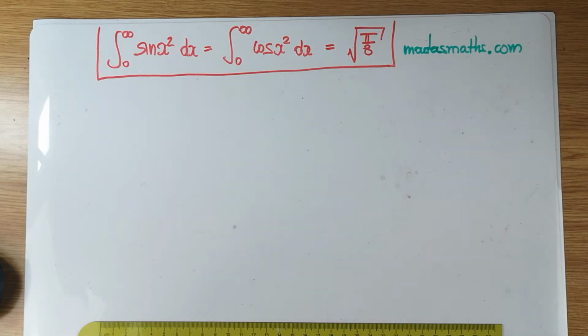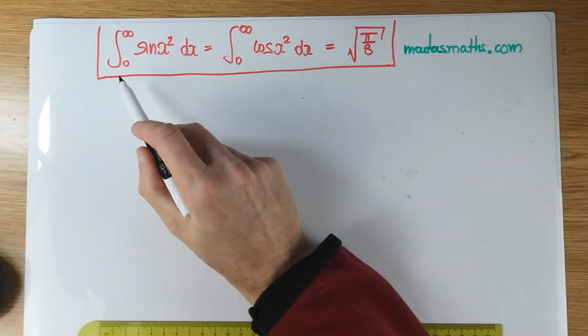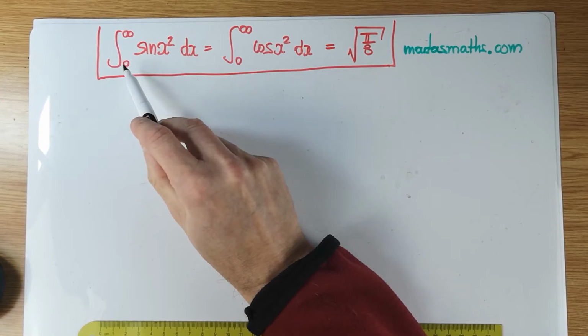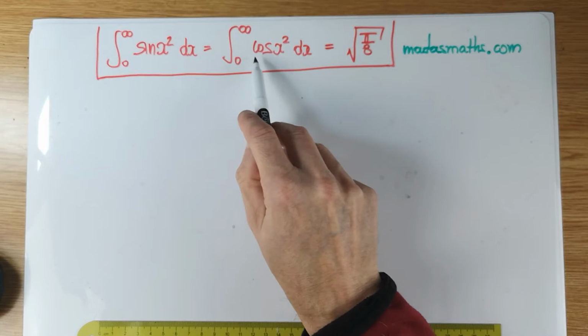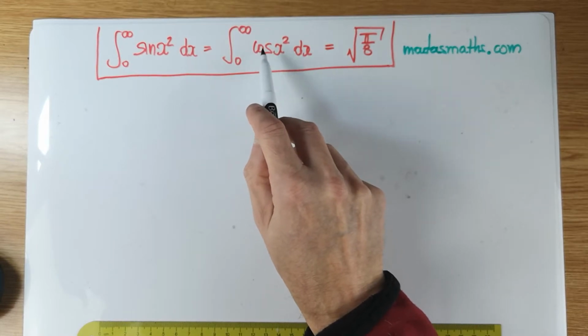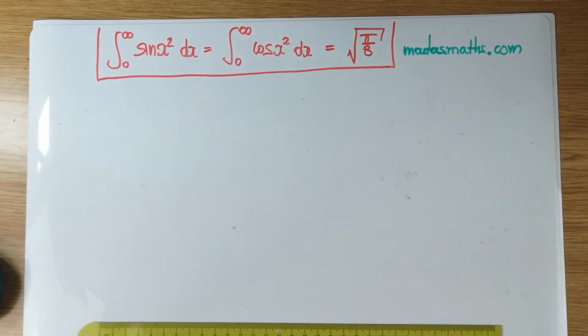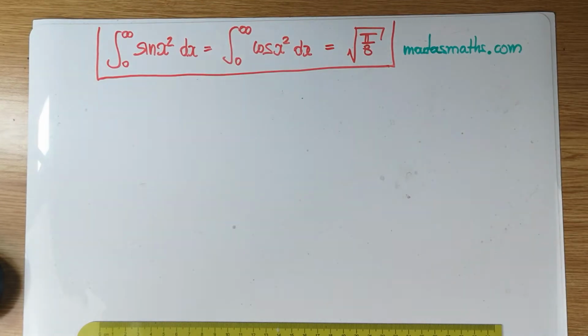Hello and welcome. Today we're going to look at contour integration, and we're going to look at two special integrals known as the Fresnel integrals. They have exactly the same value. That's the integral from 0 to infinity of sine of x squared, or if we replace the argument with cos of x squared, the answer is exactly equal to the square root of pi over 8.